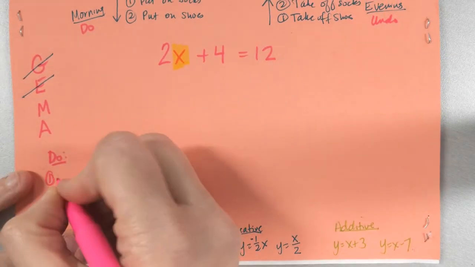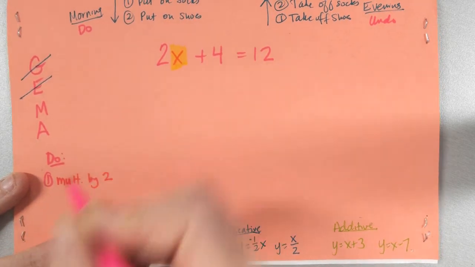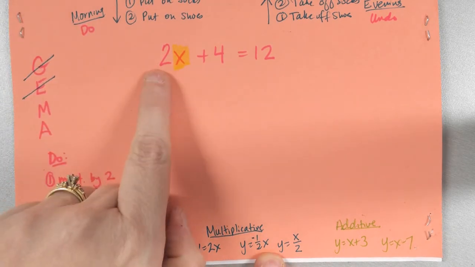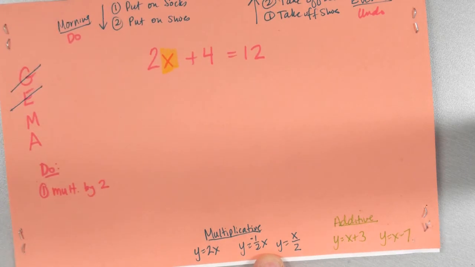So I multiplied by 2. I'm literally just writing down what I did. I had some number, I multiplied it by 2, added 4, and it turned out to be 12. I'm trying to figure out what that number is, so I'm working backwards, okay?